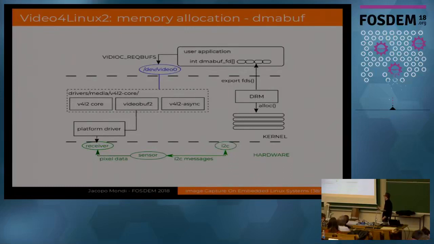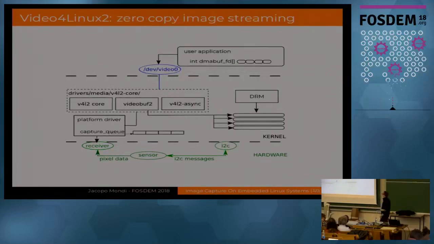In this case, Video for Linux is not going to allocate memory for you. Instead, it's going to point to the memory that's being allocated in another subsystem, in the DRM example. So after that, you can start using what is called the streaming API to actually stream image capture from one system to another using zero copy, because the memory is placed all in kernel space. You don't have user space involved in that.